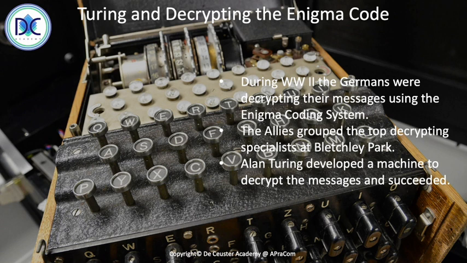And that was basically what Alan Turing was doing. He realized that breaking the code, doing this by hand, would be virtually impossible because of all the possible combinations that the machine could generate. So basically, he built a machine that decrypted the messages, and finally they succeeded with it.